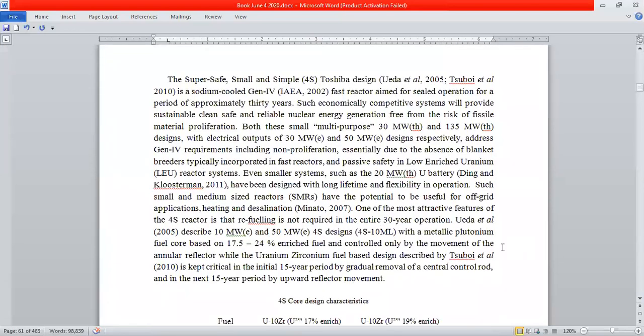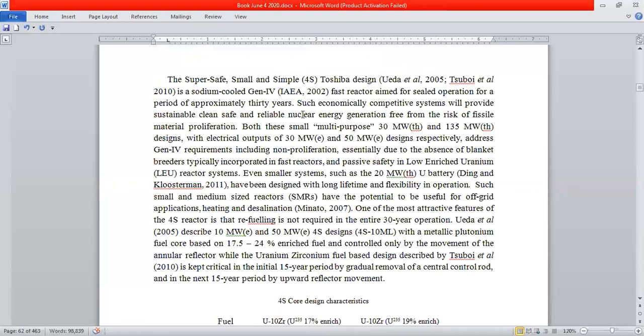Now, I'm going to talk to you about two particular designs which are fascinating. One is the 4S Toshiba design. The 4 S's stand for super, safe, small, and simple. Now, this Toshiba design, you can see papers by Ueda, Suboi. This is a sodium-cooled Gen 4 reactor, fast reactor, which means that it does not slow down. The neutron spectrum is at a MeV region.